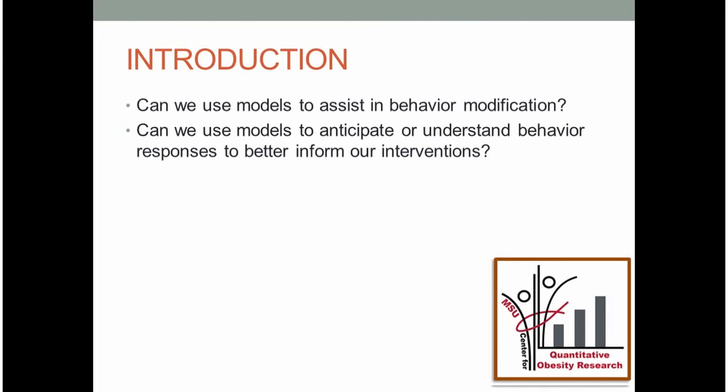The second reason we would want to use behavior models or behavioral responses in our models is whether we can use those models to anticipate or understand behavior responses and thereby better inform our interventions. For example, in the energy balance models, this is what should happen. This predicts what should happen, but what we know really does happen is quite different than what should happen. What if we included what we know does happen inside the models? Well, then the next time we develop our intervention, we would be able to develop a better intervention that accounts for the fact that humans may react in a certain way.